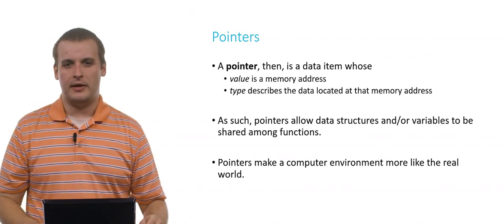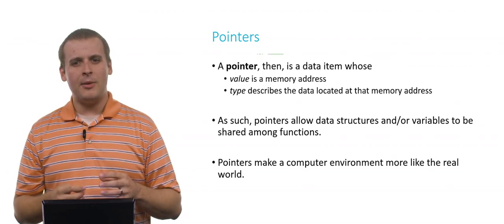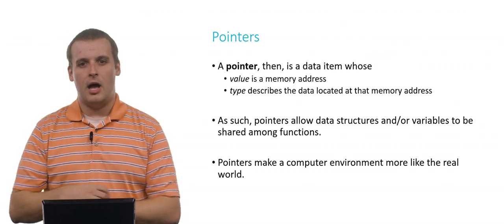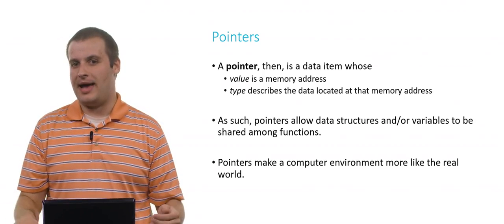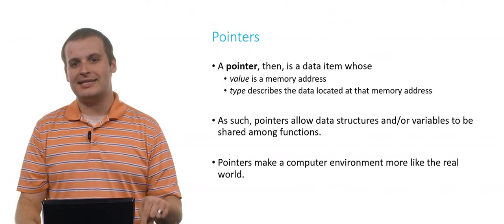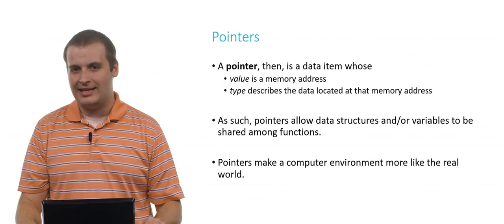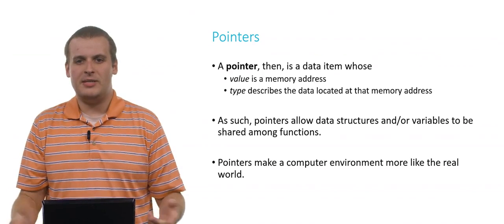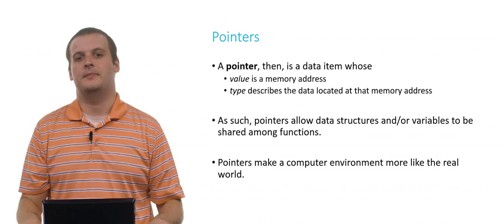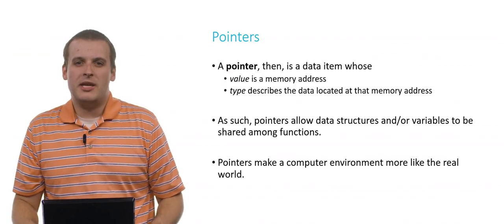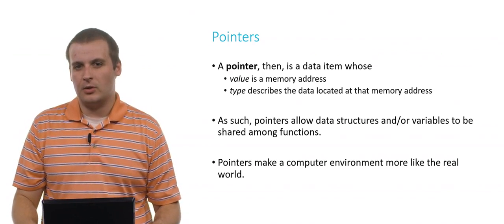So here's the really cool thing, though. Pointers allow us to pass variables between functions and actually pass variables and not pass copies of them. Because if we know exactly where in memory to find a variable, we don't need to make a copy of it. We can just go to that location and work with that variable. So in that sense, pointers sort of make a computer environment a lot more like the real world, right?